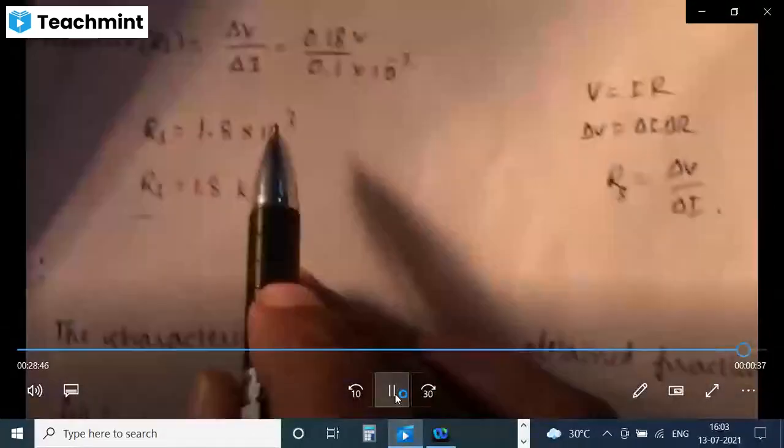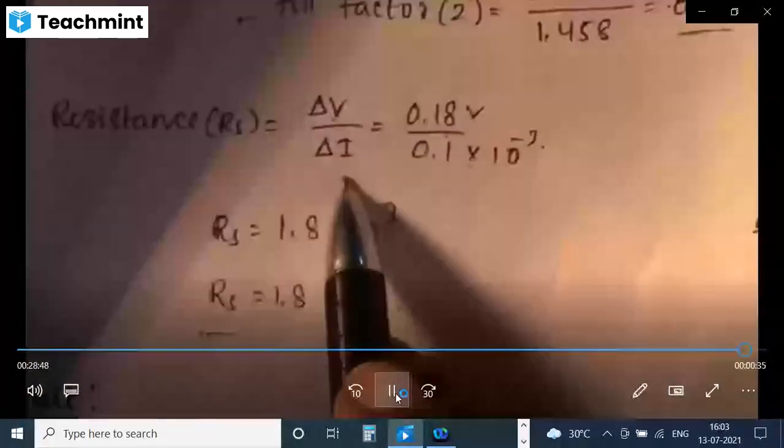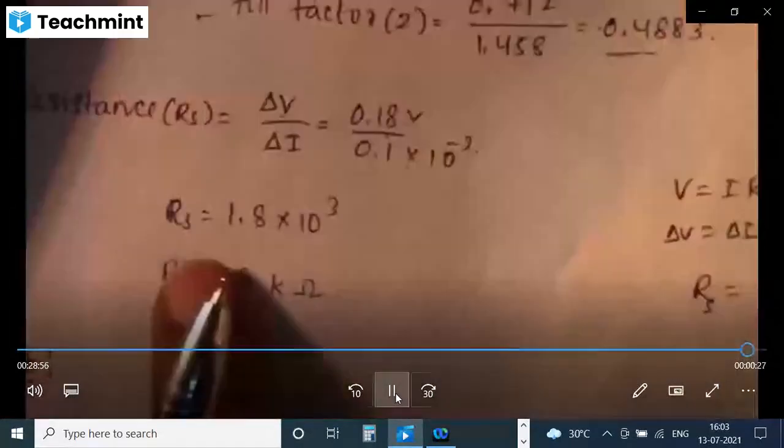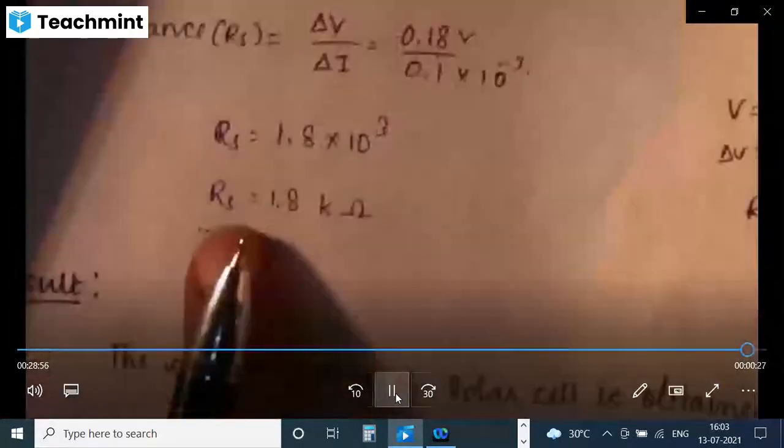So delta V is 0.18 volts, delta I is 0.1 into 10 power minus 3. In this case, you may get a different value. It depends on your values. So we got the series resistance 1.8 kilo ohms.